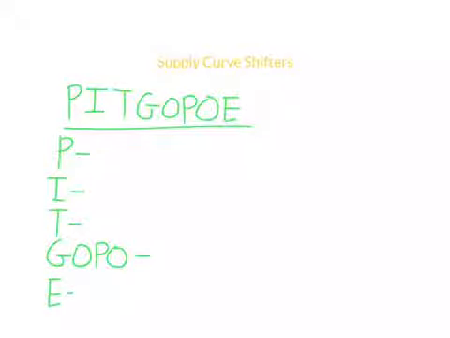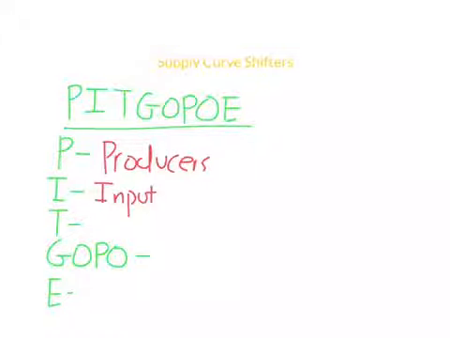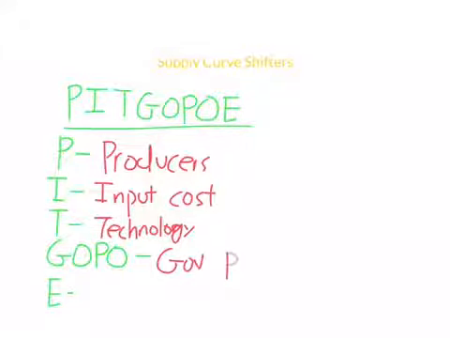To understand why and how supply curves shift, we use an acronym, PITGAPO. In this acronym, P stands for producer and I stands for input cost. Then T stands for technology, and then GAPO is known as government policies.